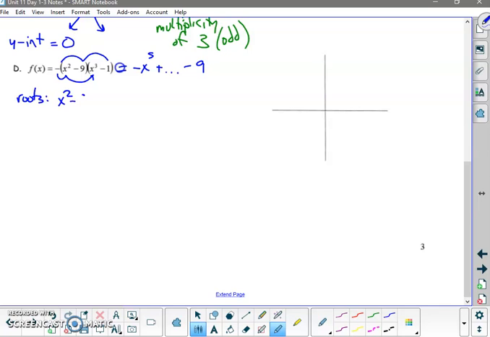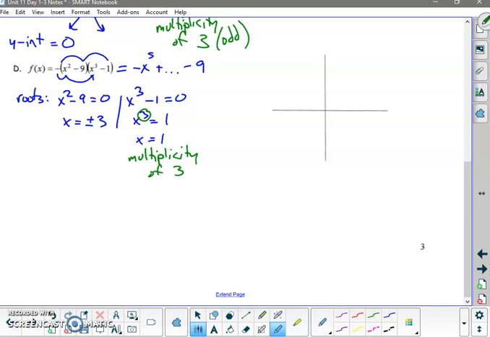Alright, so I've got x squared minus 9, set that equal to 0. You can see here x is going to be plus or minus 3. I've got x cubed minus 1 equals 0. X cubed equals 1. X equals 1. Now, that one happens to have a multiplicity of 3. Why does it have a multiplicity of 3? Because it's x cubed. Okay? So that means it's going to do something at that particular root.